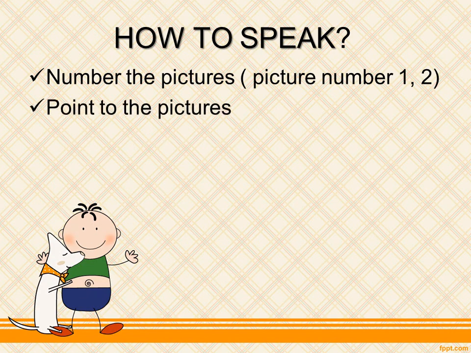Secondly, you need to point to the pictures when you're speaking. Why do you need to point to the picture when you're speaking? When you point to the picture, the listener can pay attention to your speaking, and they can understand what you are talking about easily.